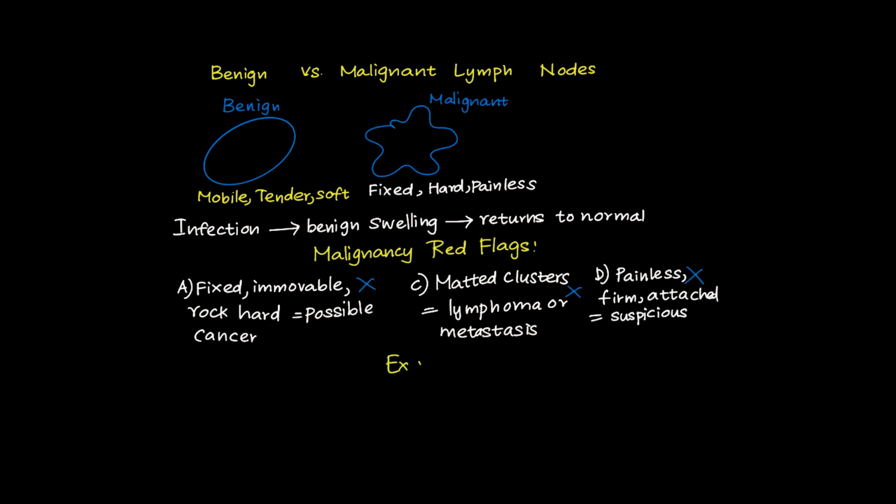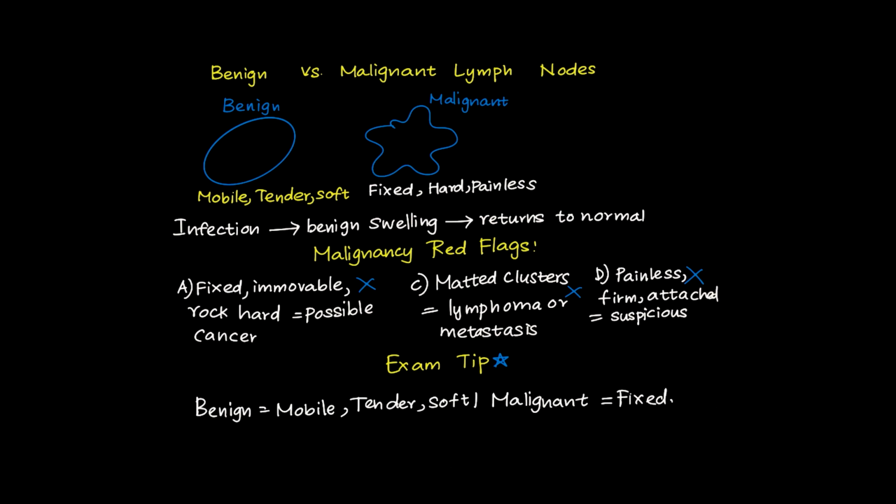Here's a WGU D443 OA exam tip for you. Benign reactive nodes from infection are mobile, tender and soft. Malignant nodes are fixed, hard, painless and sometimes matted. The tenderness is actually the reassuring sign. It suggests infection, not cancer. Quick recall hook. Friendly nodes are soft and move. Dangerous nodes are hard and stay put.